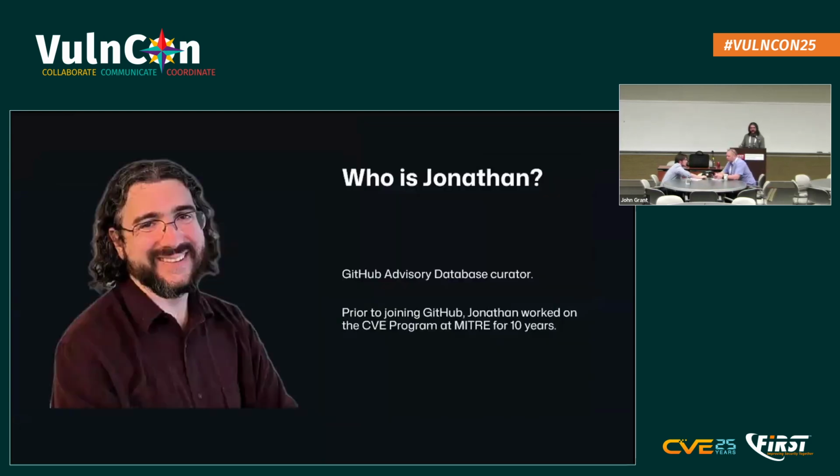So who am I? I am Jonathan Evans, a curator on the GitHub Advisory Database at GitHub. So I publish advisories for security issues, and I also assign CVE IDs to vulnerabilities within repositories on GitHub. Before that, I was on the CVE team at MITRE for 10 years.